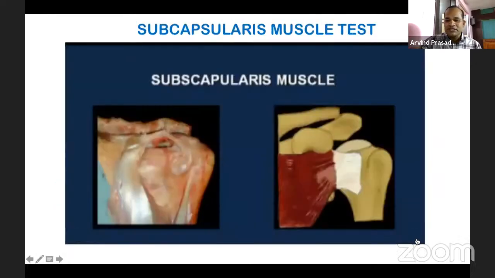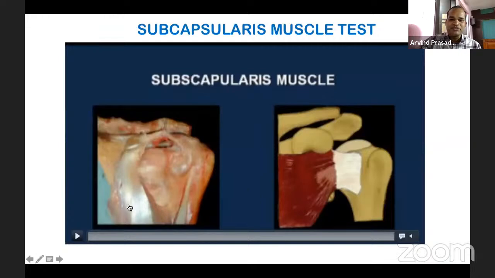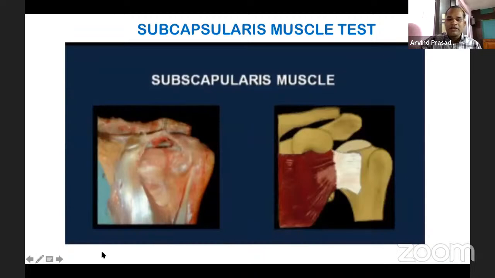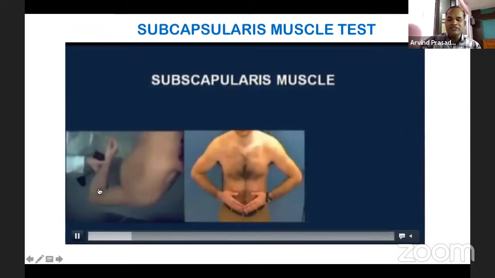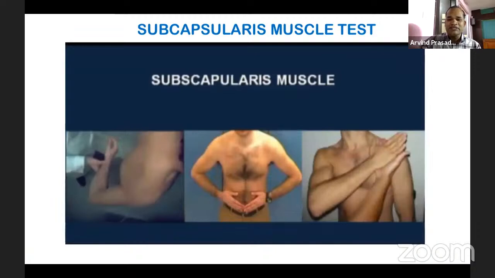The next is the subscap test. The subscapularis is the strong internal rotator of the humerus, which attaches over the lesser tuberosity. There are three tests for the subscapularis muscle. The first is the lift-off test, another is the belly press test, and the next is the bear hug test.